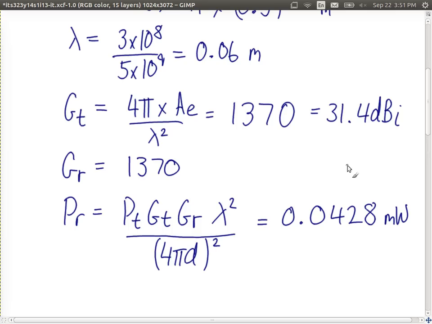Other questions may be: you know the transmit power, you know the receive power, you know how far you want to transmit, choose an antenna. That's a very practical thing you may want to consider when building, say, a wireless link. Choose the antennas which have enough gain such that you can communicate across a particular distance.